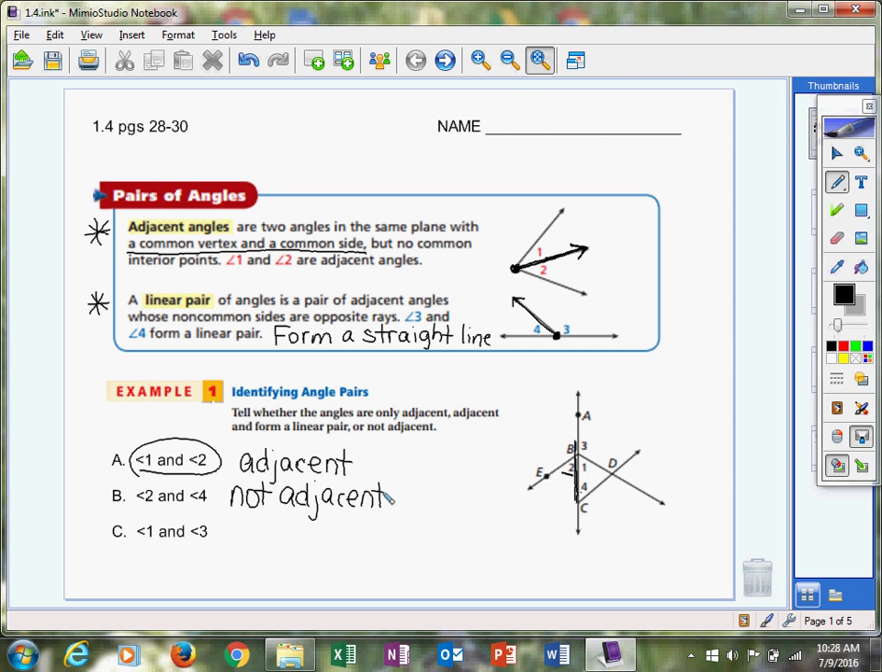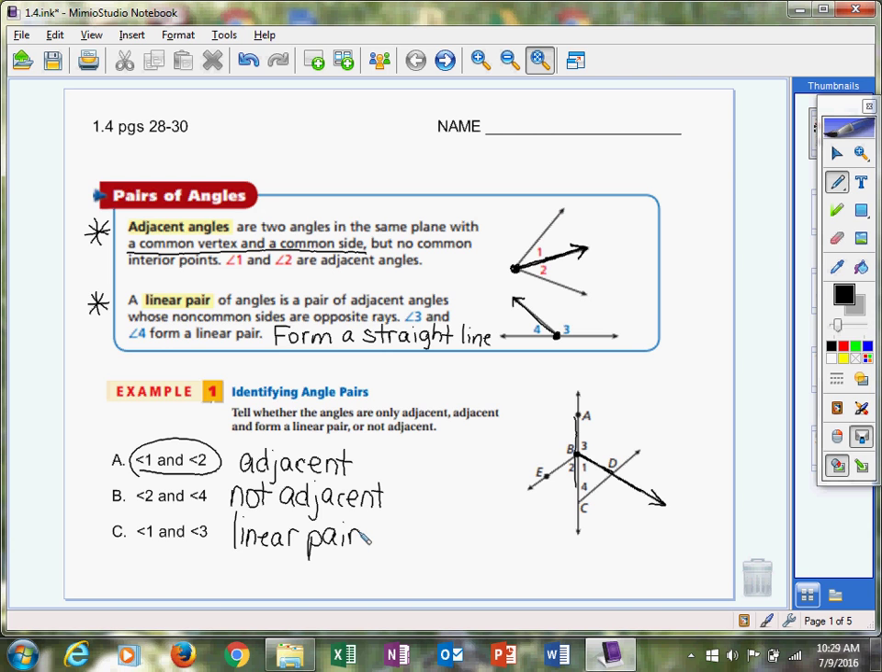All right, let's look at angles 1 and 3. Let me erase this and clean it up a little bit. Angle 1 and angle 3, yes, they share a common vertex and a common side. But look what they form. They form a straight line. So I would say this is definitely a linear pair. These are adjacent and they form a linear pair.